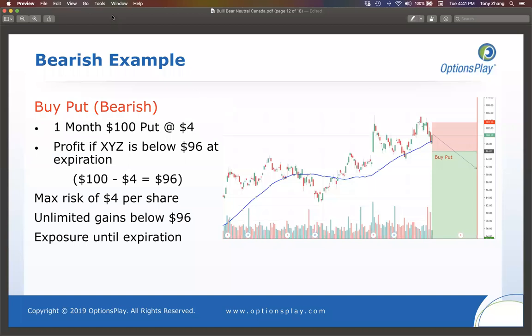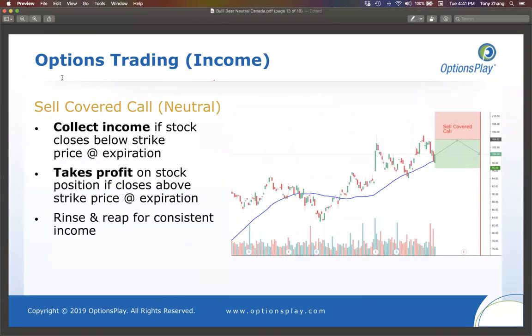The money that you pay is the most that you have to risk, and there's no margin required to buy a put option. So those are the different ways that you can express a bullish or bearish view in the markets using options. So lastly, let's take a look at covered calls.